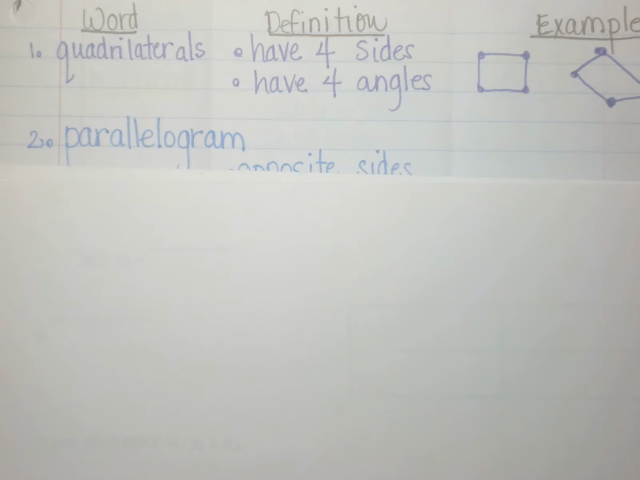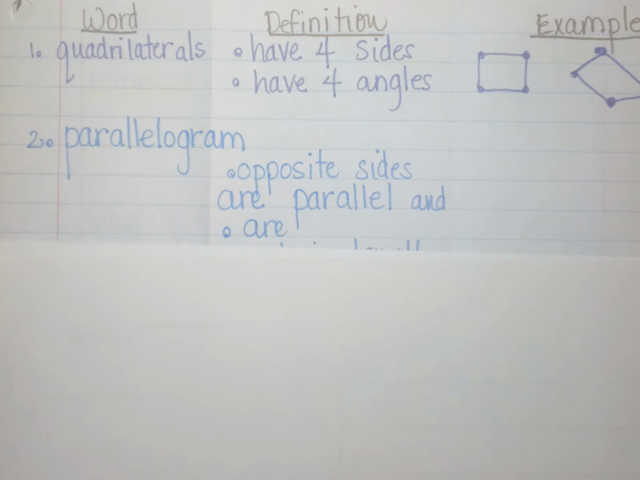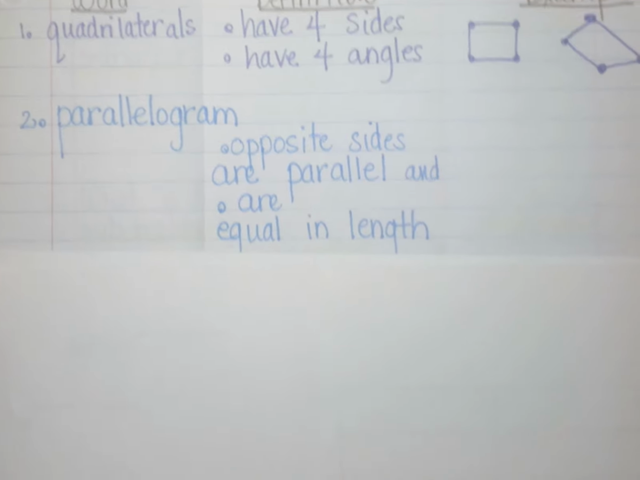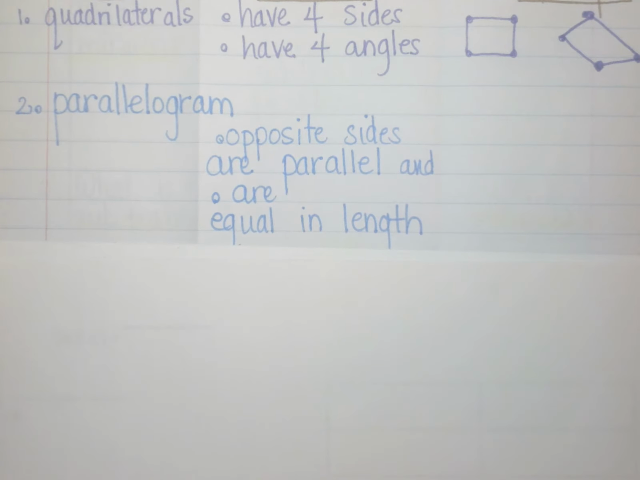Here is your next word, a parallelogram. What can I do to help with the blurries? Oh, here we go. Alrighty, a parallelogram. It has opposite sides that are parallel and are equal in length. And that's where I'm wanting to get a ruler. Let me write that down.